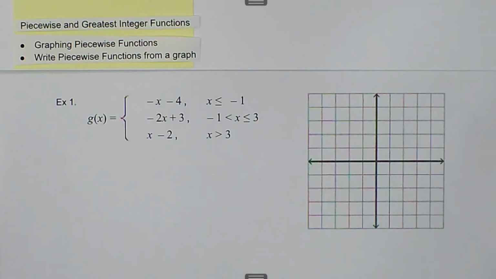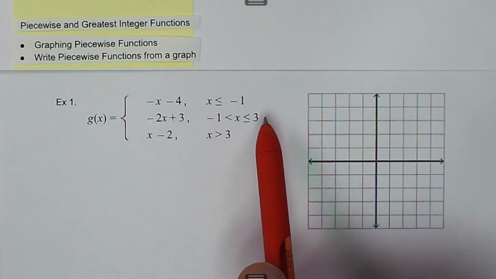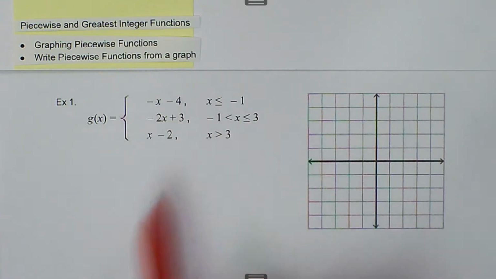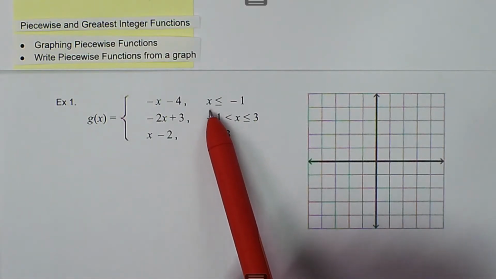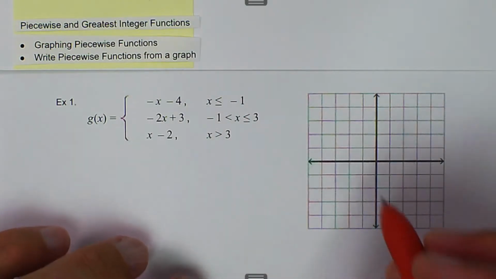We're talking about piecewise functions and greatest integer functions, and we want to graph piecewise functions and write piecewise functions from a graph. So here we have three expressions, and here we have the restrictions on the domain for each one of those expressions. So the first thing I want to do is make sure that I pay attention to the restrictions on the domain. The first restriction I have is x is less than or equal to -1. So I want to make sure that I have that graph.